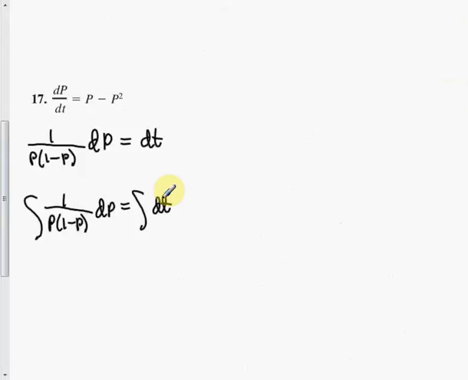So what's your proposition to integrating 1 over p times the expression 1 minus p?